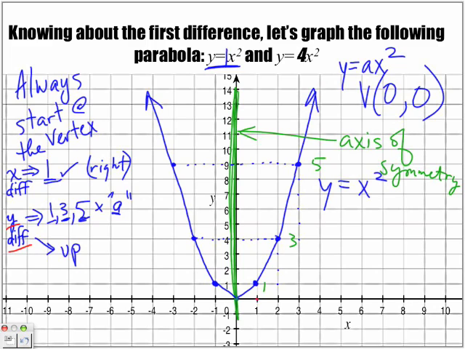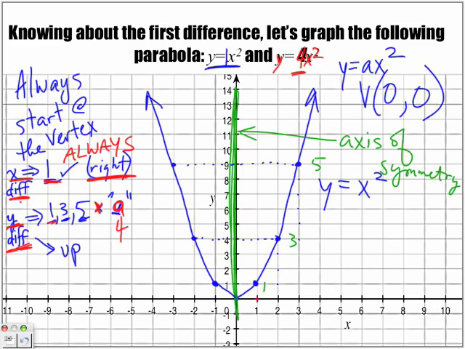We've already graphed this one. We've seen what y is equal to x squared. Now what we're going to do, and I'm going to do this in red, is y is equal to 4x squared. What is the a value? Well, we said the difference is always 1, which means we're always going to go to the right by 1 unit. The y difference is all determined by whatever the a value is. What is the a value? The a value here is 4.